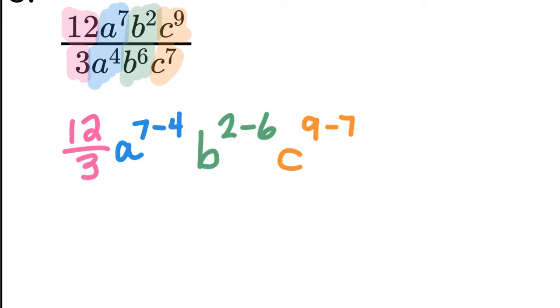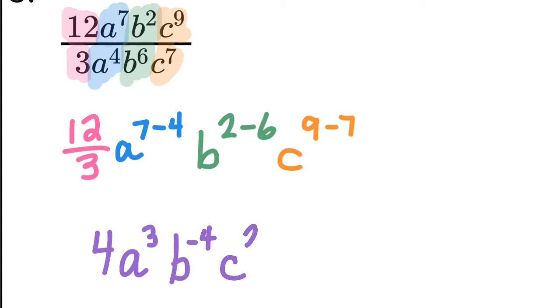So now let's go through and simplify everything that we have left over. So starting at the beginning, 12 divided by 3 is 4. Then I have a to the 7 minus 4 is 3. B. 2 minus 6 gives me -4. So make sure you write that negative sign. And then C to the second power.